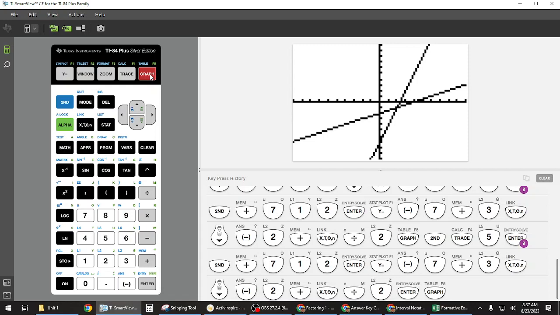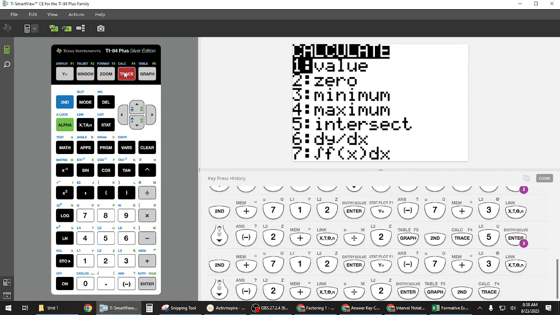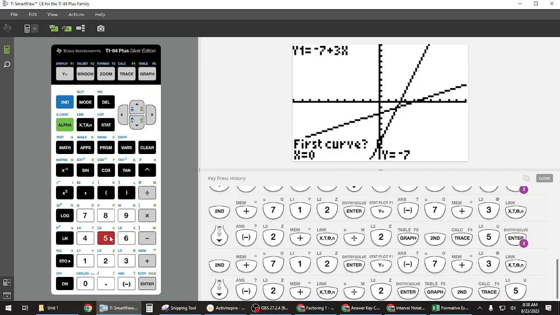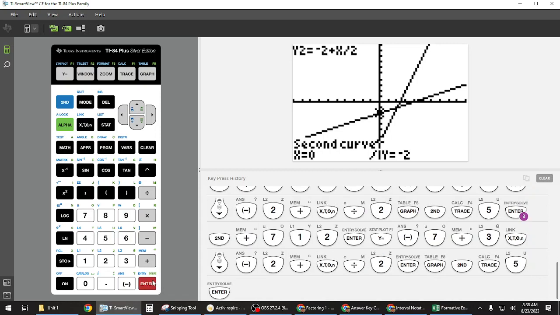Okay, again, I'll go through the trace thing one more time. So to solve for that point of intersection, second trace brings up the calculate menu. Hit 5 for intersection. And then on these 84s, you should be able to just hit enter. Yes, that was the first equation. Yes, that's the second one. Guess, sure, that looks like a good guess. And there we are back at our intersection. Okay. You can use this to solve systems. You can use this to solve equations. You'll still need to show your work, but you can use it to check your answer.